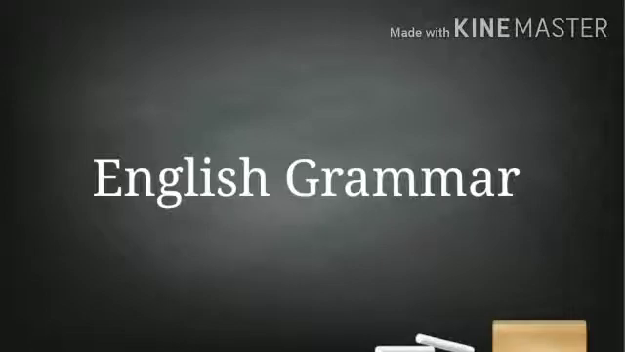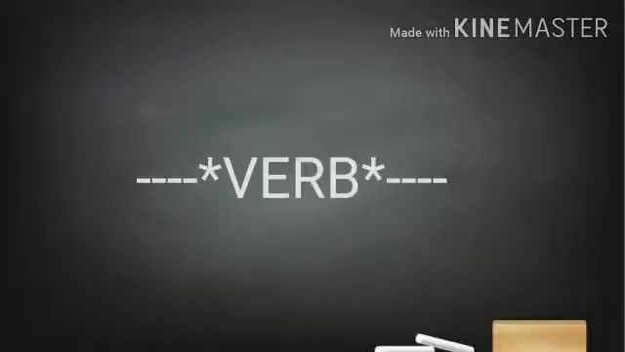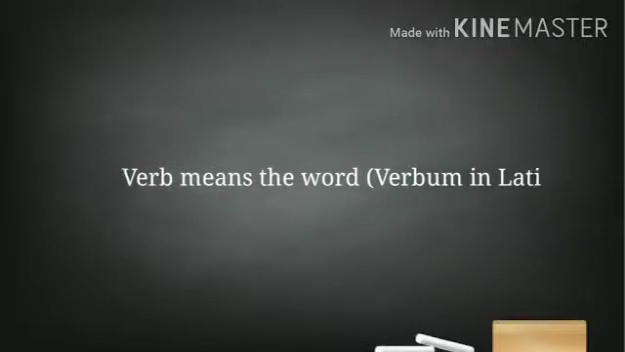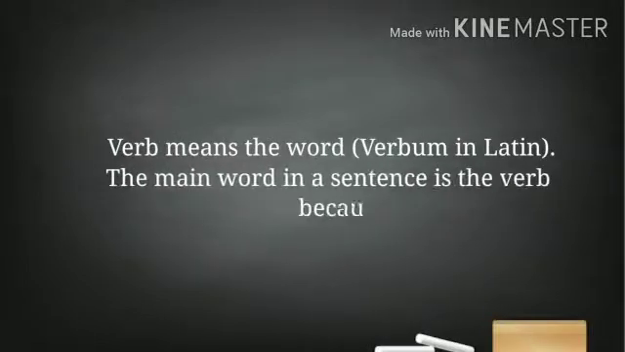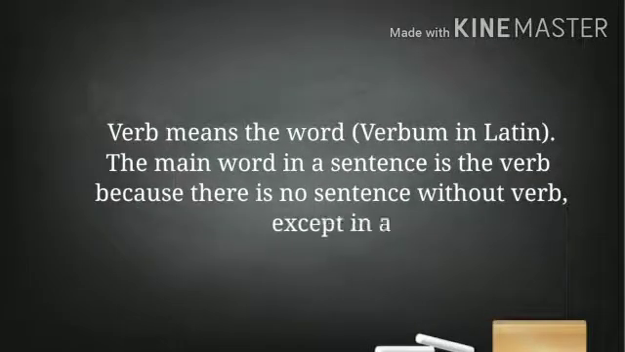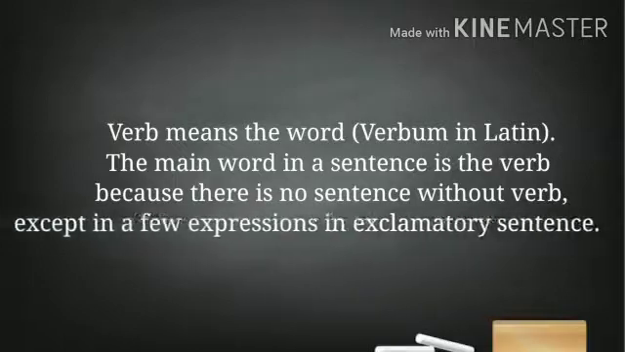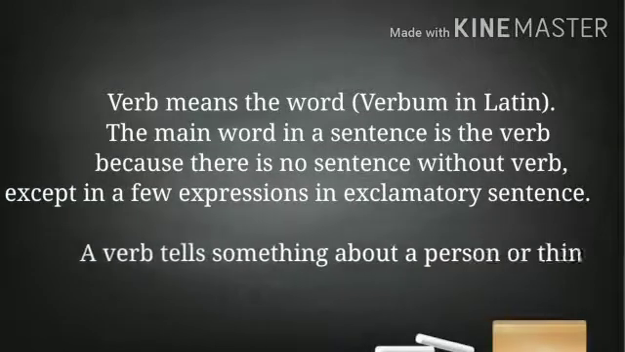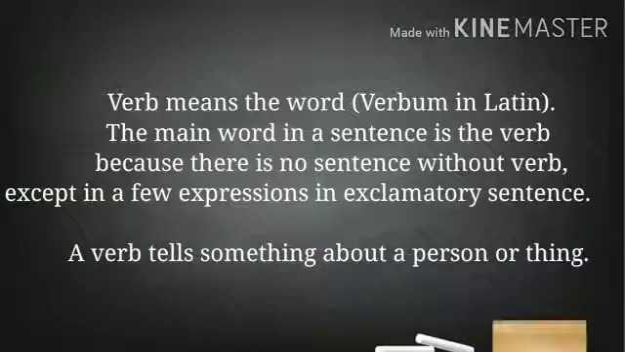So today we are going to discuss one of the most important topics in English grammar, that is verb, kriya. The word verb was derived from the Latin word verbum, which means word. Verb is the main word in a sentence, except in a few expressions like an exclamatory sentence. A verb tells something about a person or thing. A verb tells us what a person or thing is.